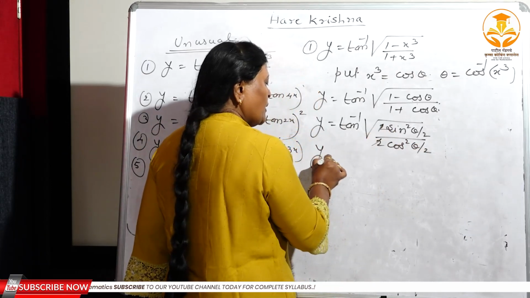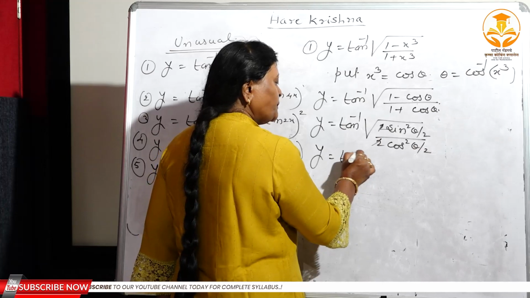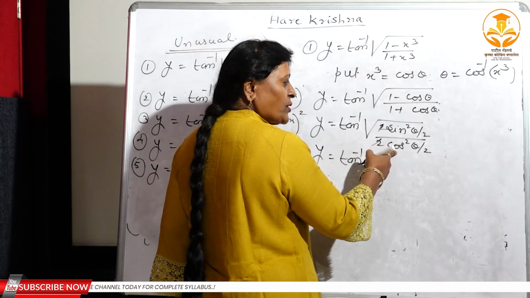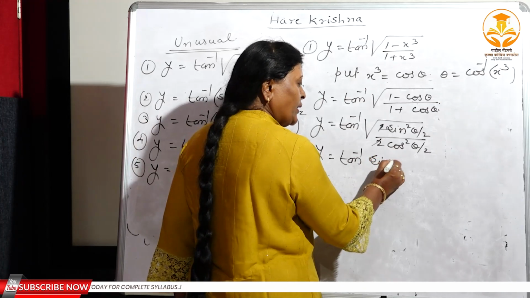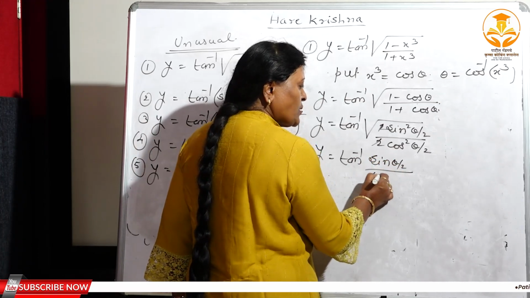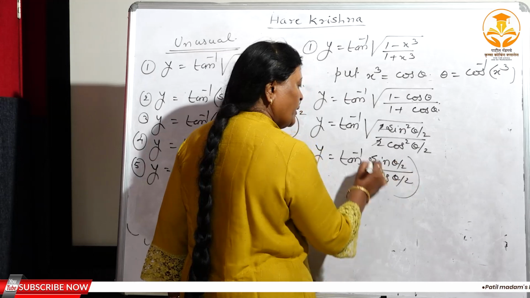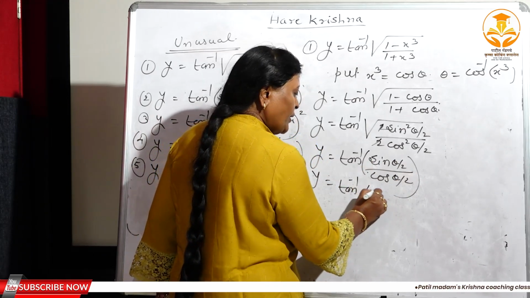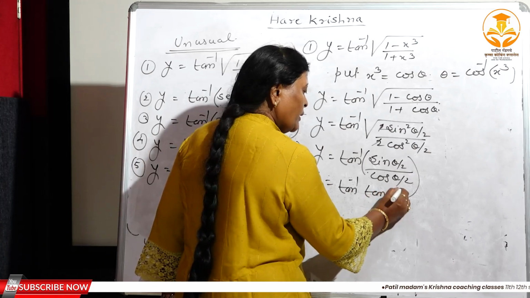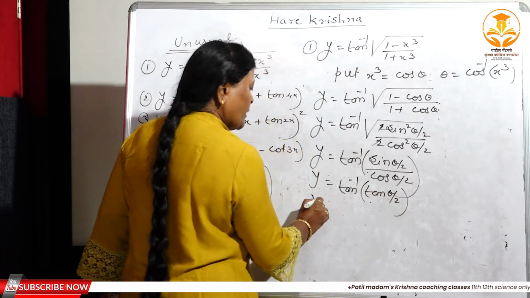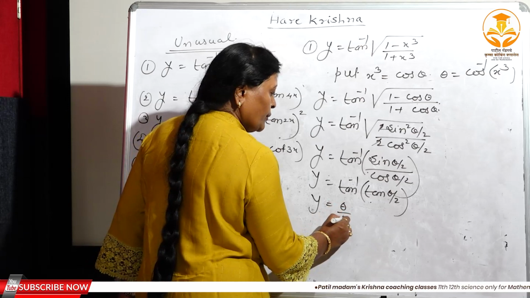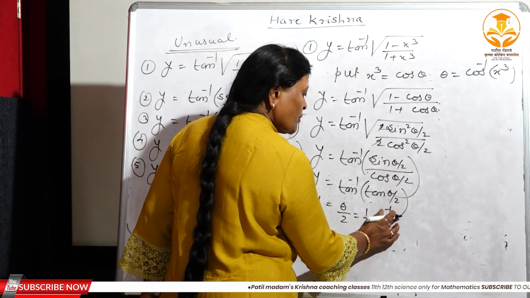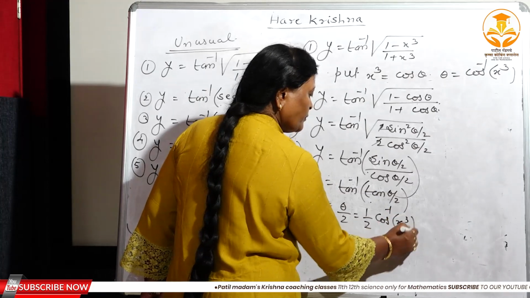2 gets cancelled, again tan inverse of the square root of sin square theta by 2 over cos square theta by 2, that is sin theta by 2 over cos theta by 2, and here you have got y is equal to tan inverse tan theta by 2, right? Therefore, tan inverse tan gets cancelled, theta by 2, again 1 by 2 theta. What is theta? Cos inverse of x cube, right?